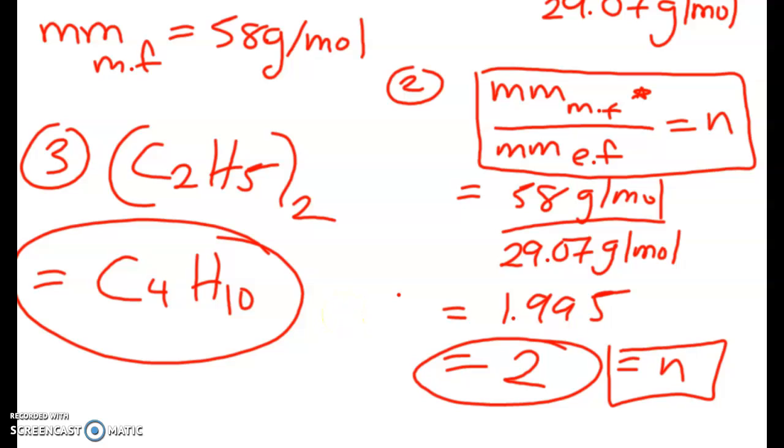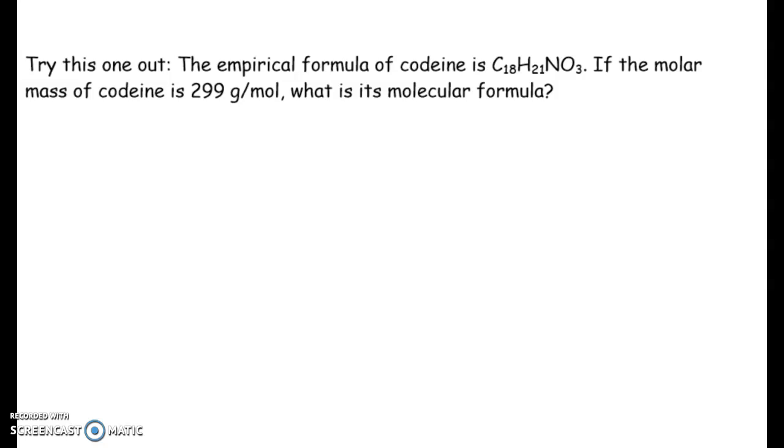Okay, so try out this next example. This one is a little bit chill. I'm going to give you another one to do after this, but try this out. We have the empirical formula of codeine. The molar mass of codeine is this. What is its molecular formula? So give this a try.